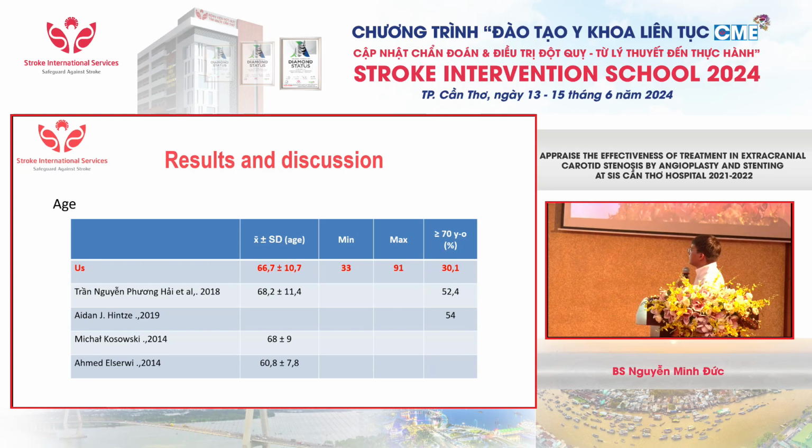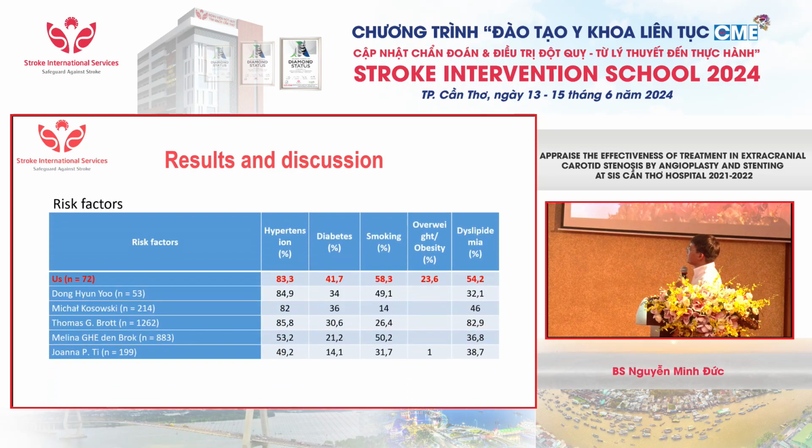The minimum age is about 66 years old, like in other research. Patients over 70 years old account for about 30%. The risk factors are hypertension, diabetes, smoking, overweight or obesity, and dyslipidemia. I want to say something about smoking.